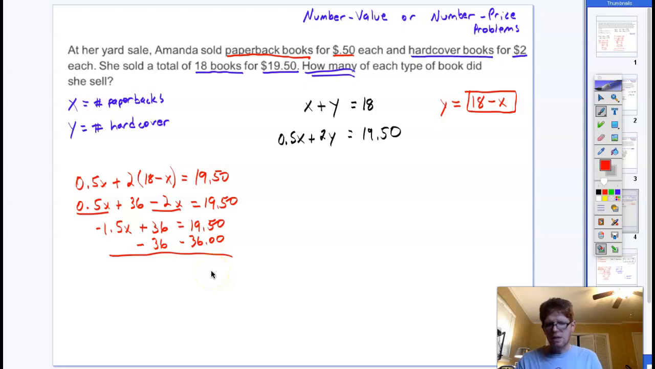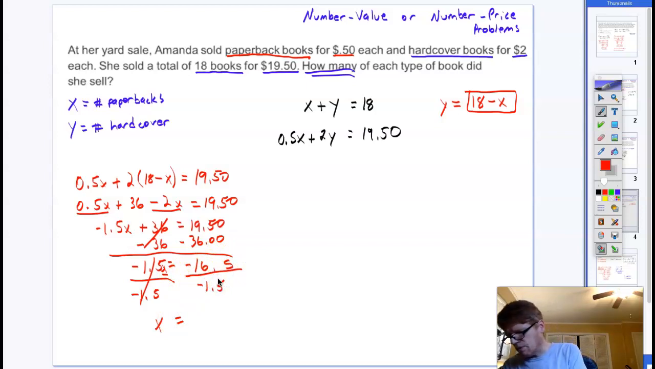And you can punch that in your calculator. What is 19.50 minus 36? It is negative 16.50. So negative 16.5. That cancels out, leaving me with negative 1.5x on this side. Then I can divide on both sides by negative 1.5 to get rid of the 1.5 and leave my x there. That'll cancel out, leaving me with x is equal to, and now I have to divide on this side by negative 1.5. So I divide by negative 1.5, and I get 11.